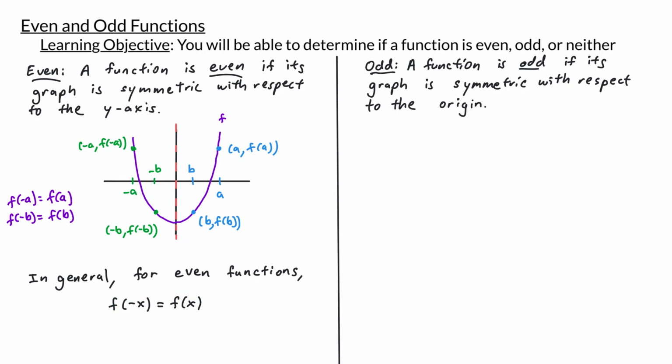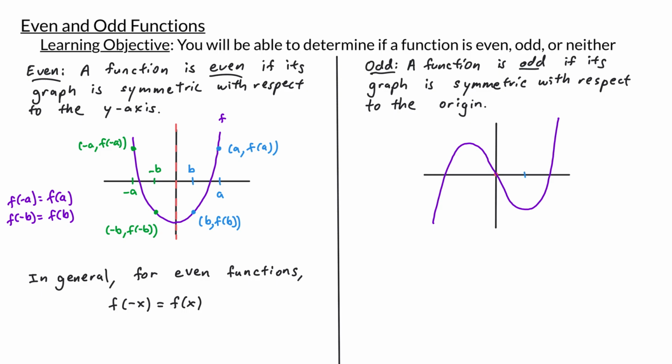Now let's look at odd functions. Remember, a function is odd if its graph is symmetric with respect to the origin. So let's take a look at such a graph. Remember that a graph is symmetric with respect to the origin. If you take any point, draw a straight line through the origin, you end up with a matching point on the other side. Let's select a point on our graph to see what relationships we can come up with.